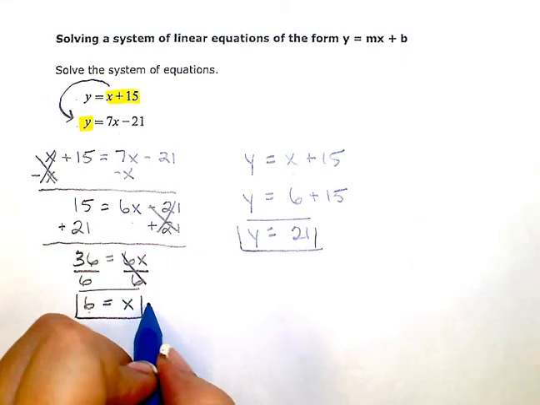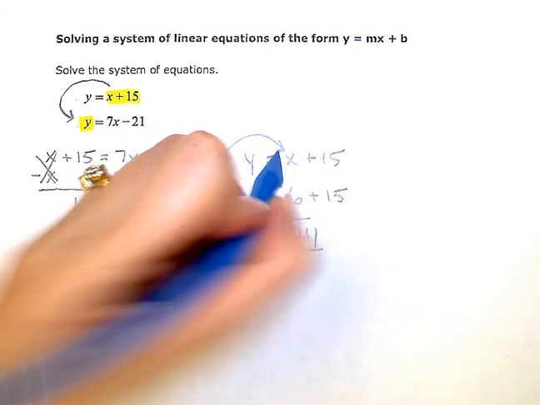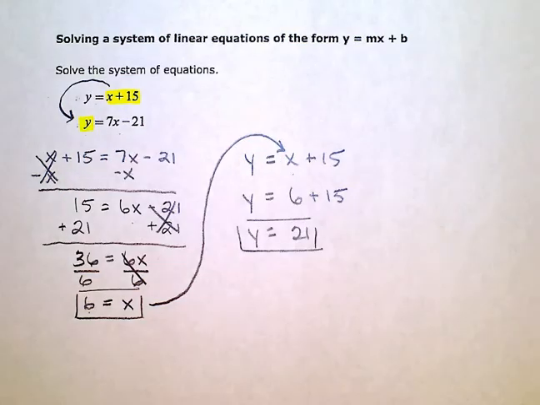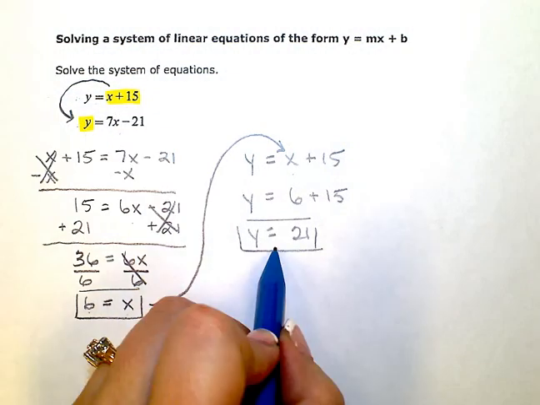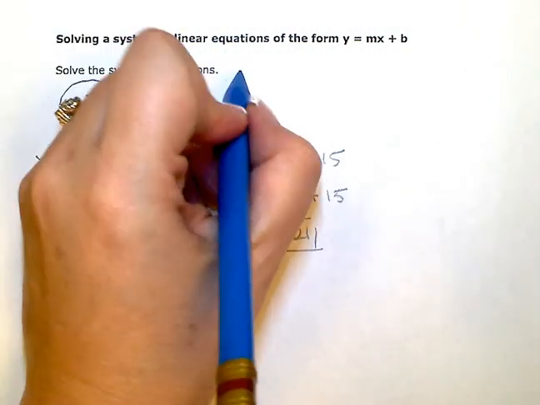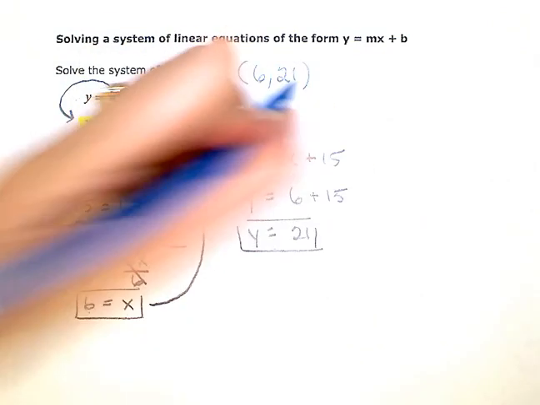So this x value was substituted in right there. So my final solution is x is 6, y is 21. If I was going to write it as a coordinate pair, my solution would look like that.